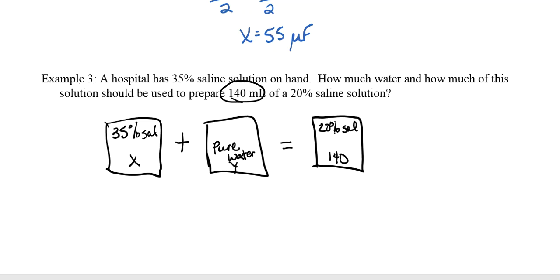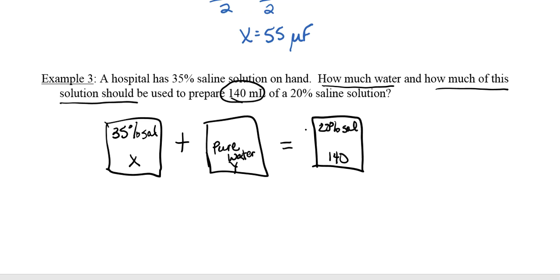Now the thing I have to be careful of here is I need to figure out how to write this as a saline. And it says how much water and how much of this solution should be there. So our amounts are how much of each, right? How much of the saline solution, how much water. Now when we're dealing with percentage problems, we always have to do percent times our variable. So in this situation, I would think, okay, I'm going to do percent times x, percent times y, and I'm going to end up with my final percentage.